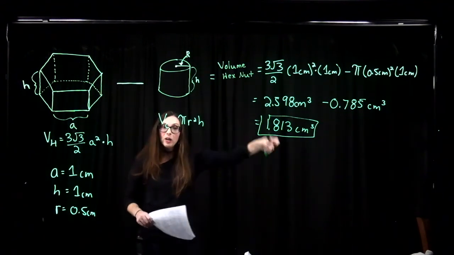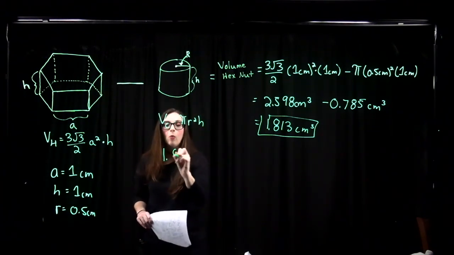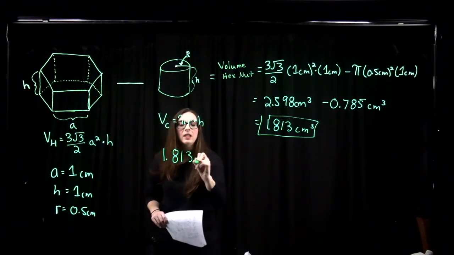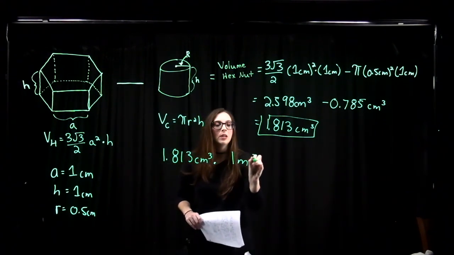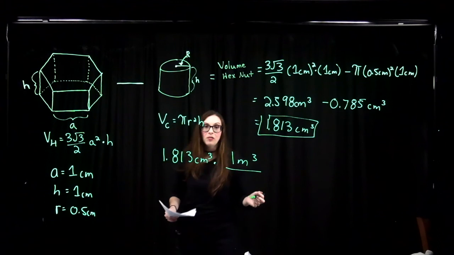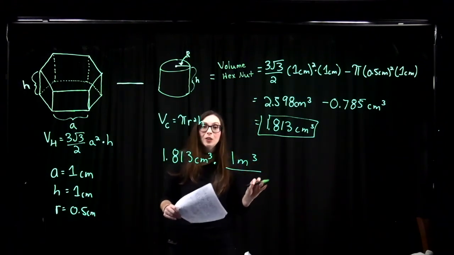So how do you get from centimeters cubed to meters cubed? Well, let's do that. We've got 1.813 centimeters cubed, and I've got to get it somehow to meters cubed, so I have to multiply it by a conversion factor. So think about a meter. 1 meter is 100 centimeters.